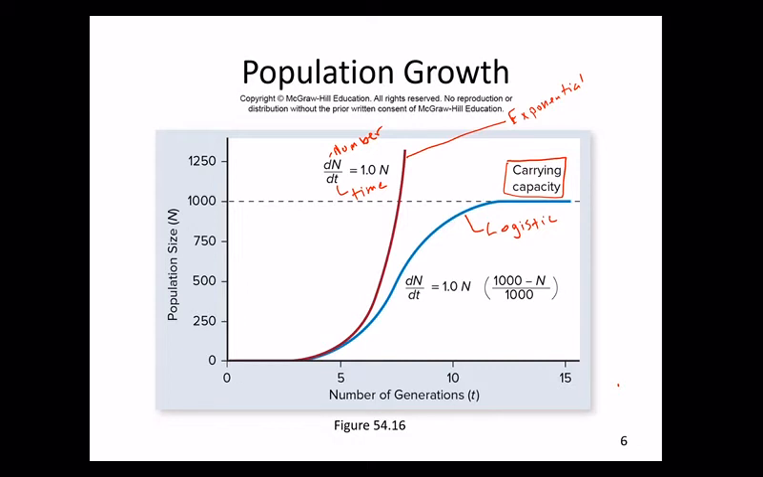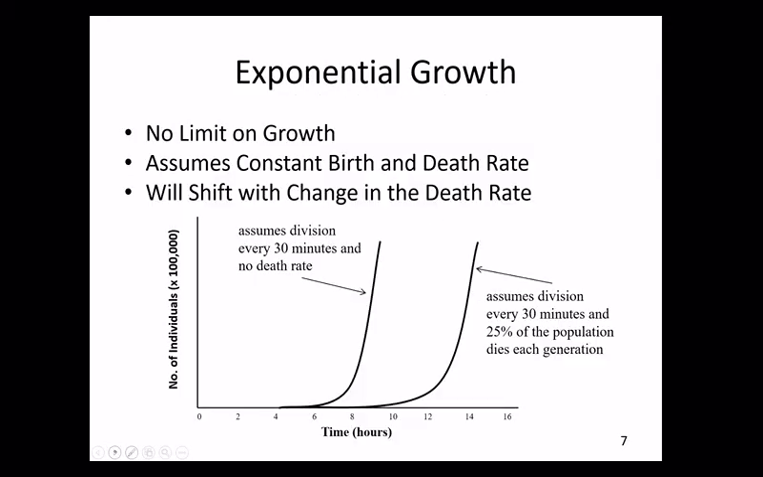We're going to spend a little bit more time talking about the logistic curve. Before we do that, one quick note about the exponential growth. As I mentioned, there is no limit on the population size. It continues to increase exponentially over time. However, if we change the rate of death, then we're going to see a slowing in the ability to get there. So it'll take longer to reach this exponential growth state.